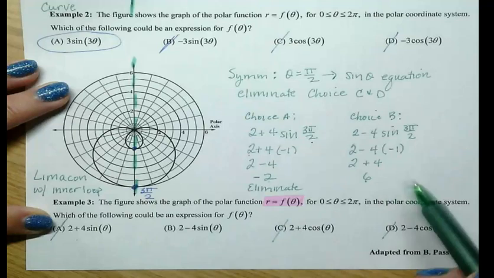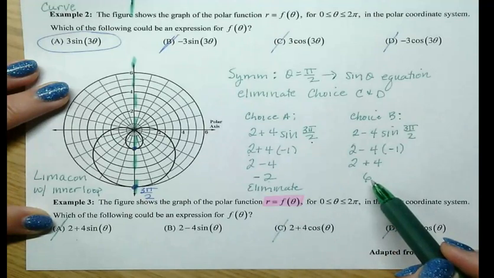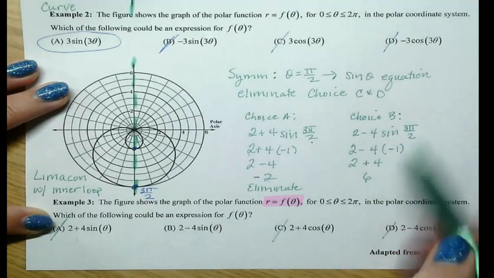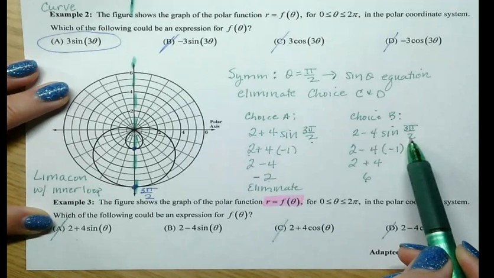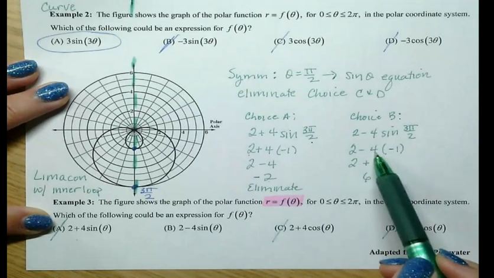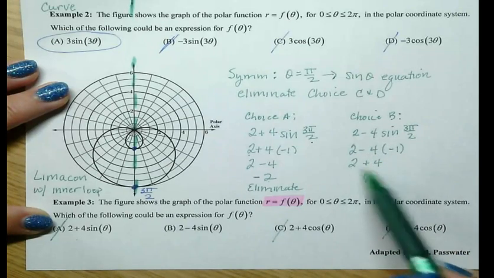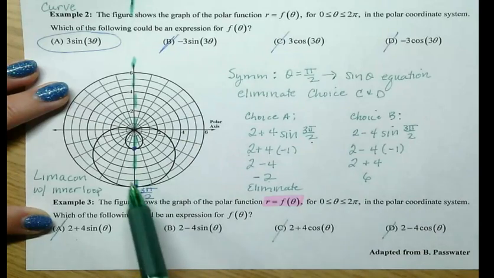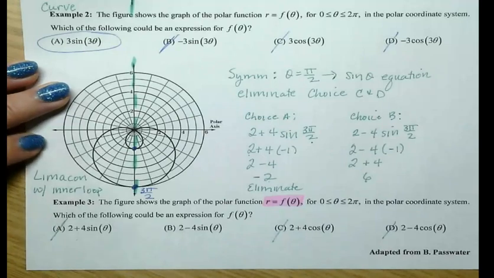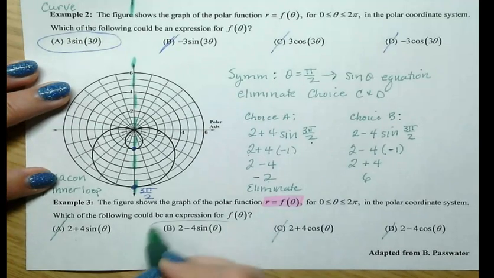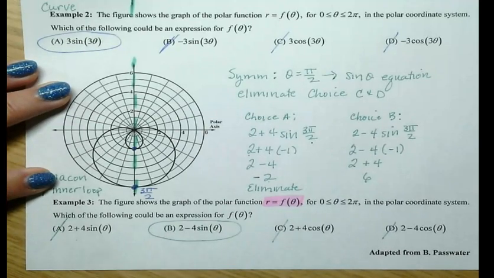So that left me down to B, and I went ahead and tested the value on this one just so you could see for choice B. So I put the 3 pi over 2 in here. 2 minus 4 times the sine of 3 pi over 2, which is -1. -4 times -1 is +4. 2 plus 4 is 6, which is what I was looking for at 3 pi over 2. So that left us down to our answer choice of B.